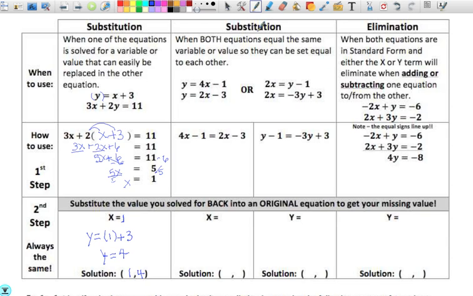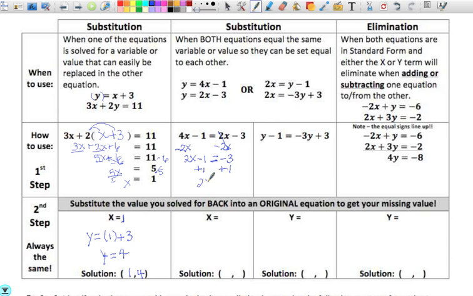So now the next one is when both equations equal the same variable or value so that they can be set equal to each other. It's the same thing, noticing that my y drops out. So now I've just got an equation with variables on both sides. So I'm going to subtract 2x, and I get 2x minus 1 equals negative 3. Don't forget that negative goes with that 3. So these cross out. And then I'm going to add 1.